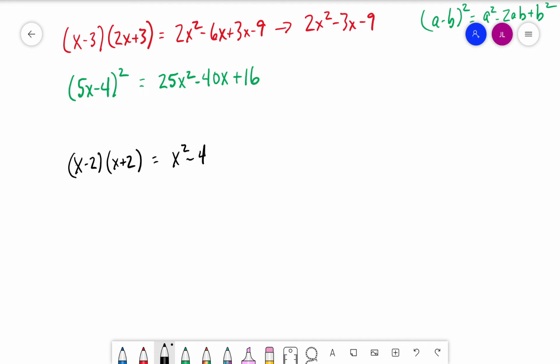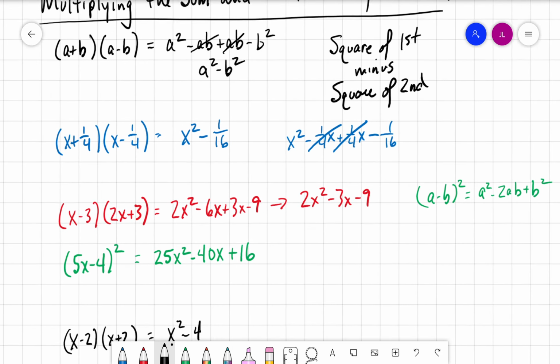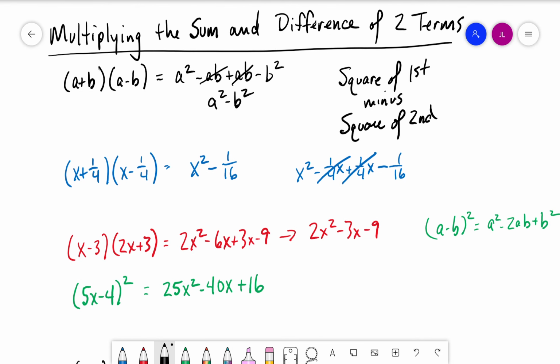So pretty simple thing to do when we're multiplying the sum and difference of two terms. It's not too difficult. We just need to pay attention to what we're doing. We can, if we'd like, use these special products that we talked about in the last video to help us along. So I hope this helps if you're working on multiplying the sum and difference of two terms.